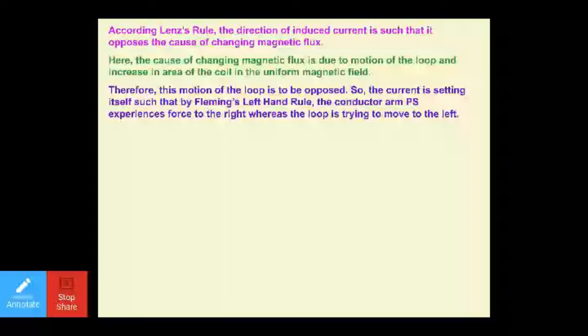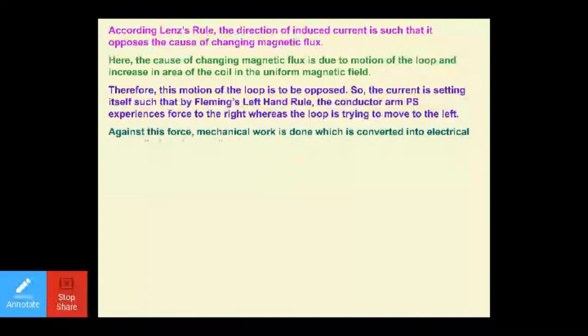Therefore, this motion of the loop is to be opposed. So the current is setting itself such that, by Fleming's left hand rule, the conductor arm PS experiences the force on the right, whereas the loop is trying to move toward the left. So this is what I want to tell you. By using Fleming's left hand rule, the force exerted by the induced EMF on the armature PQRS was toward the right hand side, and the PQRS armature is moving toward the left hand side.